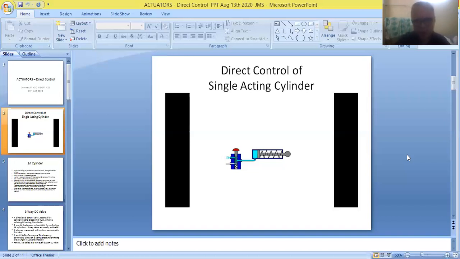So we have talked about the control of a single acting cylinder. Therefore, it is called direct control. This valve is directly controlling the operation of the cylinder. So simply, it is called direct control of a single acting cylinder. So friends, this is about the construction and working of this particular arrangement, called control of cylinder.